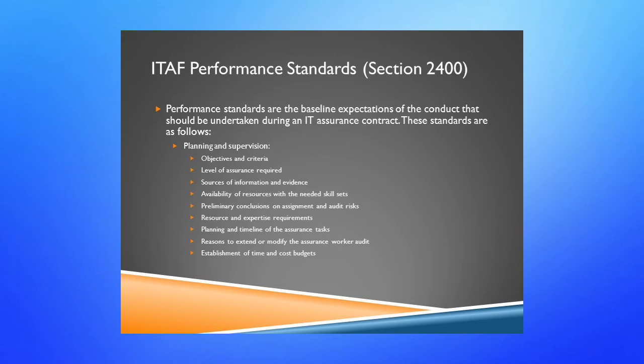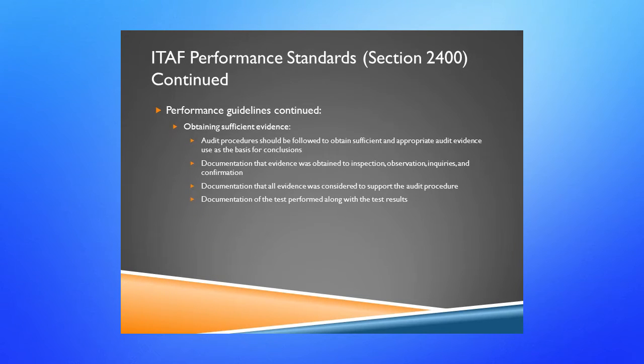Now, the next part of your performance standards gets us into the area of obtaining sufficient evidence. So again, remember, we're looking at those minimum standards or baselines. So we should have, as a part of these, the audit procedures. They should be followed so that we can obtain the sufficient and appropriate audit evidence to use as our basis for conclusions. We should, as a part of our performance, when it comes to evidence, expect that there's documentation of the evidence that was obtained.